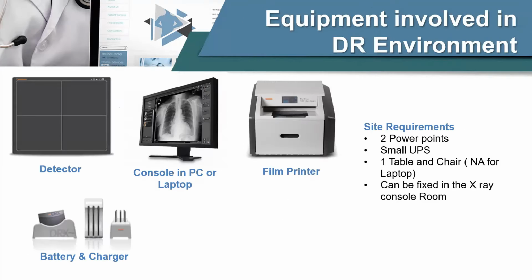Next slide. This is the detector. We are using the Focus 35C detector from Carestream, and it does not weigh heavy, around 3.3 kgs, and you can carry it to the bedsides wherever possible, and the images are transferred to the console without wire connectivity, wirelessly. Then you can print on a film printer. You have a battery charger for the detector, which you need to charge regularly. So the site requirements are very few, and you need very little space for a DR system. Next.